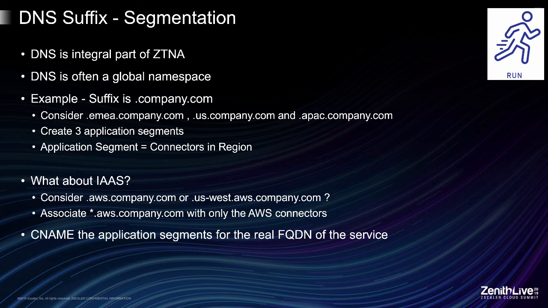And I'm not saying you have to go around and rename all of your applications. You can just CNAME the application segments for the real FQDN of the service. It starts to build policy. It starts to enable you to steer traffic in the directions that you want it to go, and starts to enable you to build policy on top of Zscaler Private Access and Zero Trust Network Access.